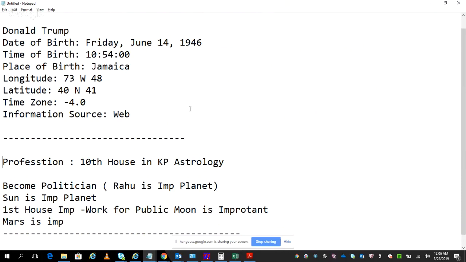So let's now move into the real chart and do the diagnosis. I would like to remind you to remember these things: Rahu is a key planet, the Sun is an important planet, the first house is also important, and Mars is also important. So let's jump into the chart.